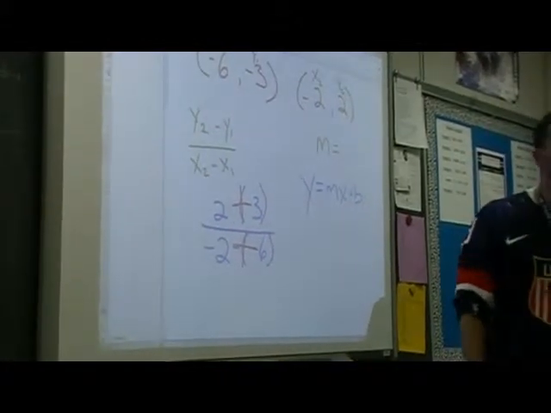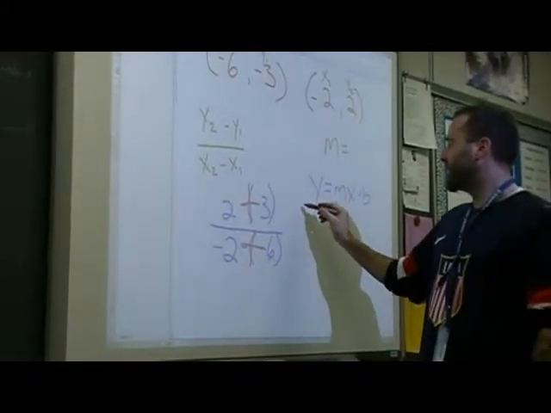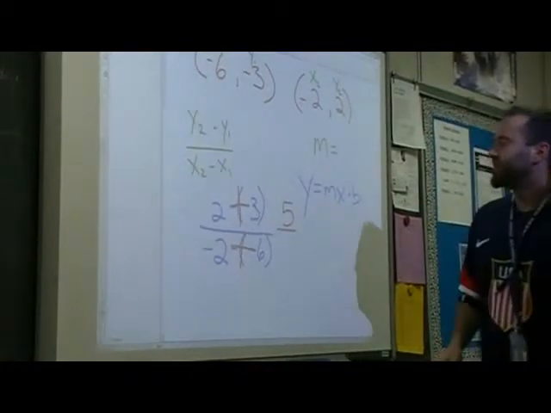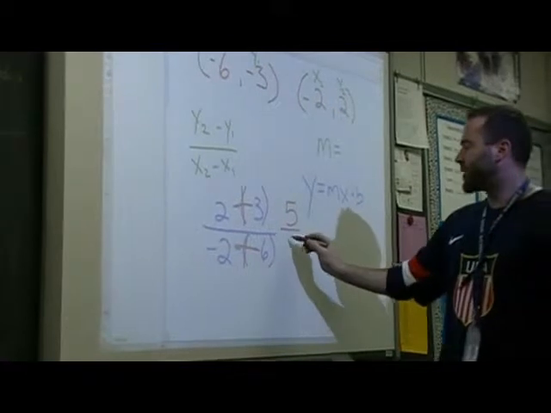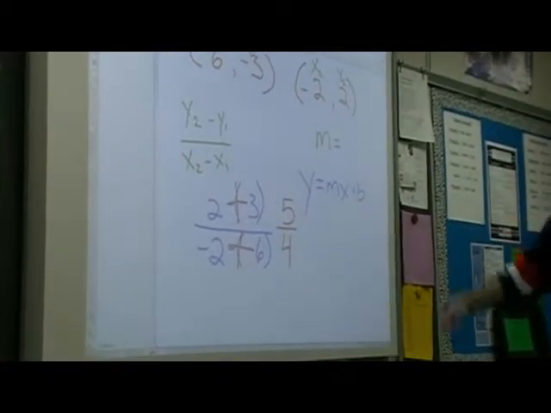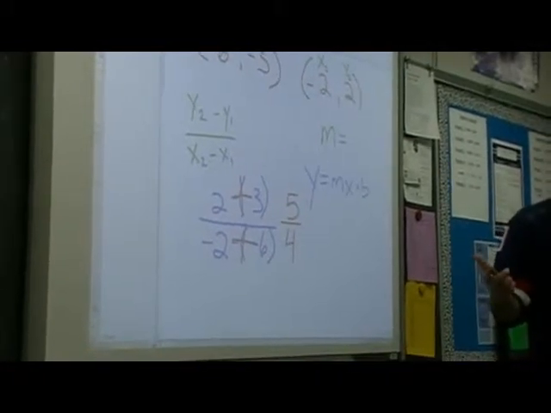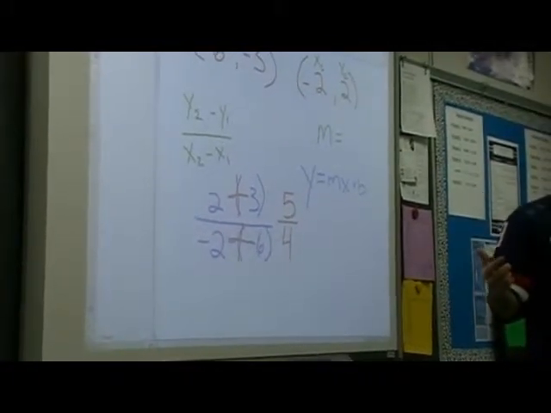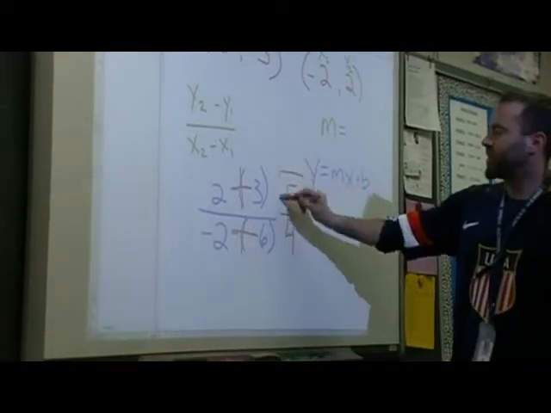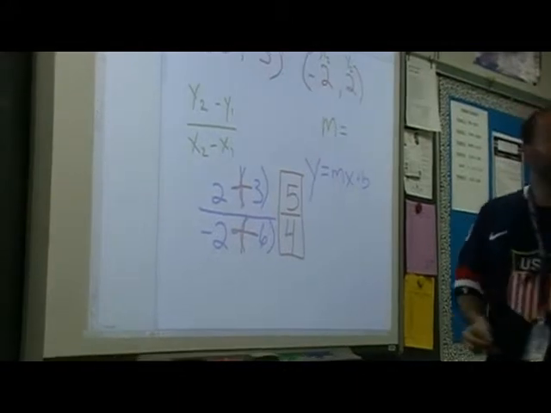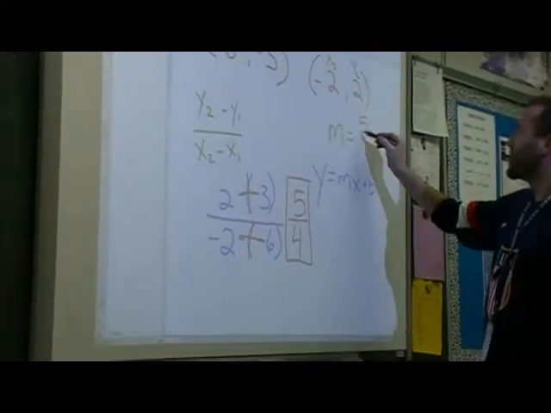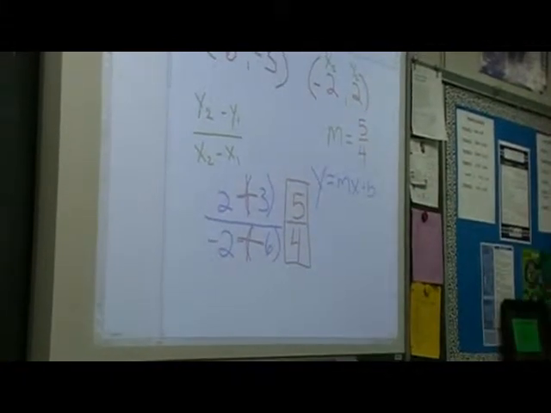Then I'm able to look: 2 plus 3. What do you got, Brandon? 5 over 4. -2 plus 6 is 4. Very good. 5/4. Now we have this. This is the m. It's not 20, it's 5/4. That's it. That's m.